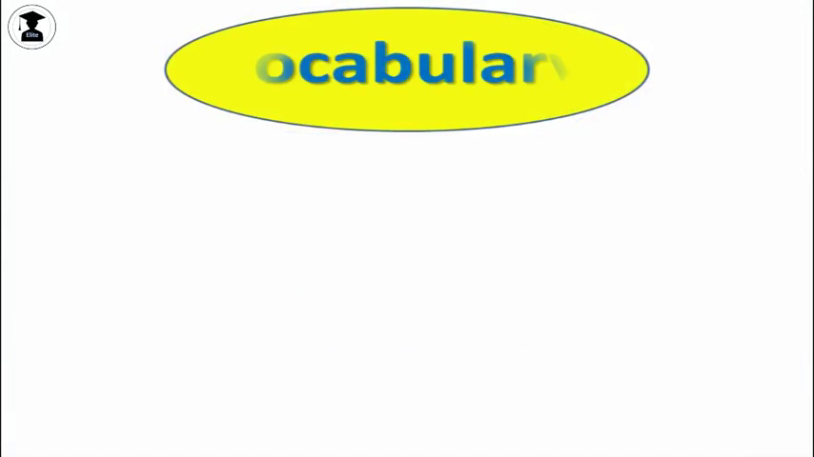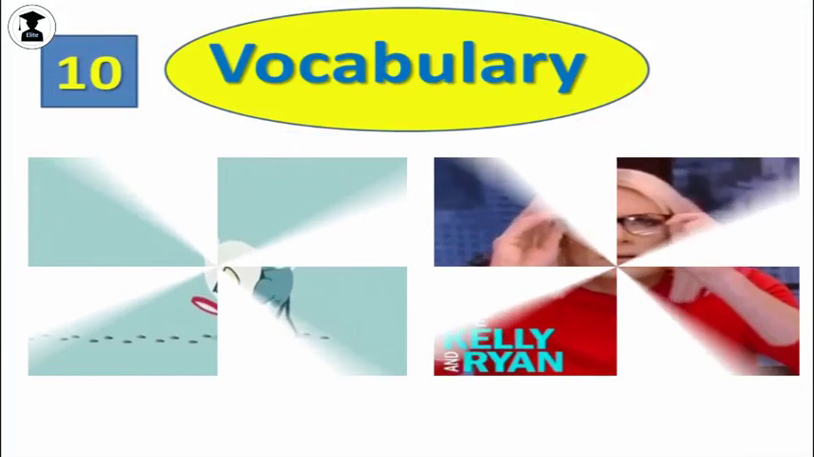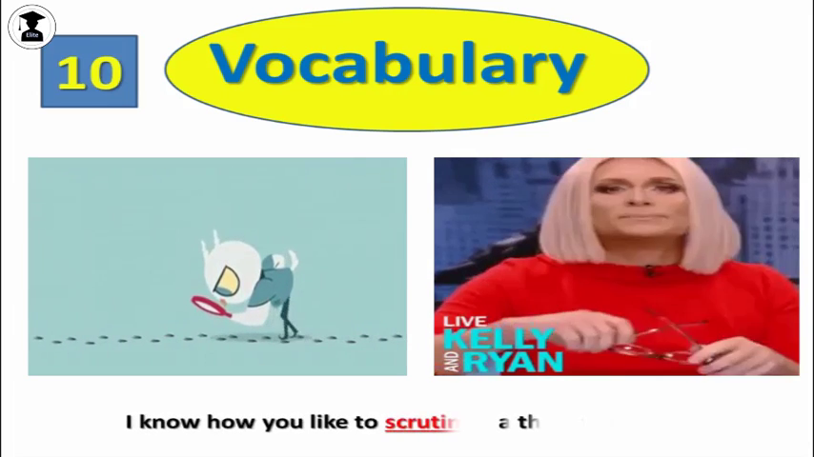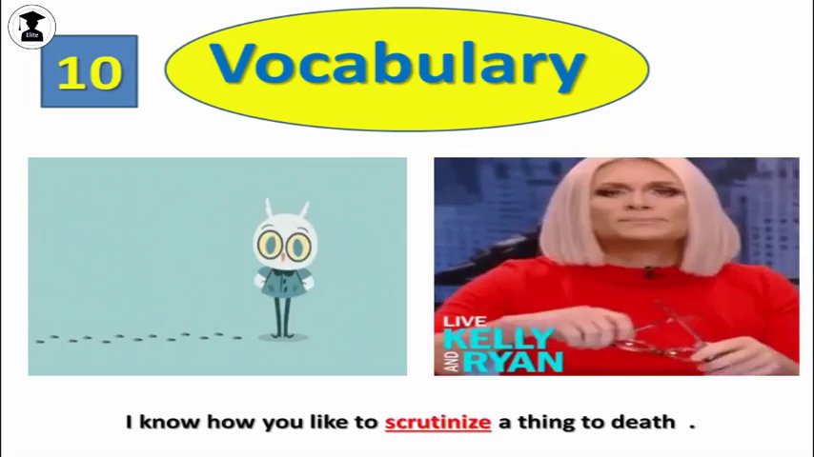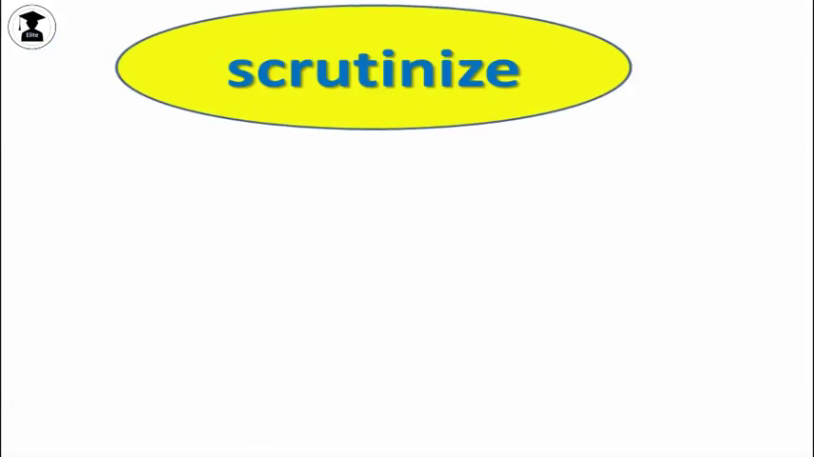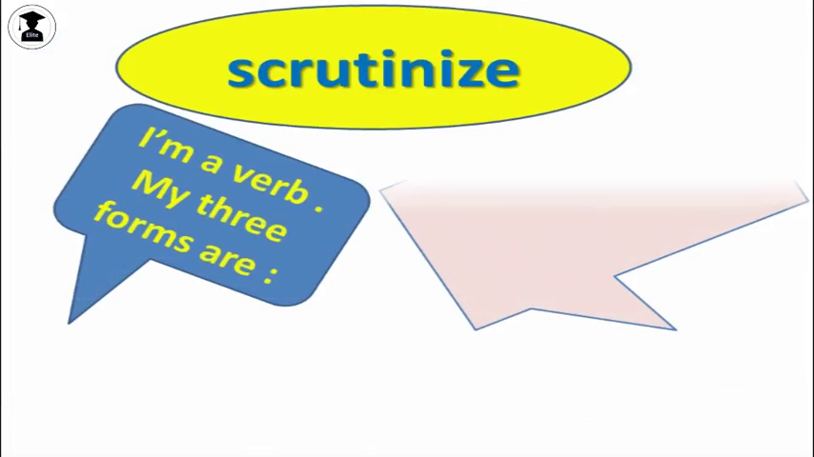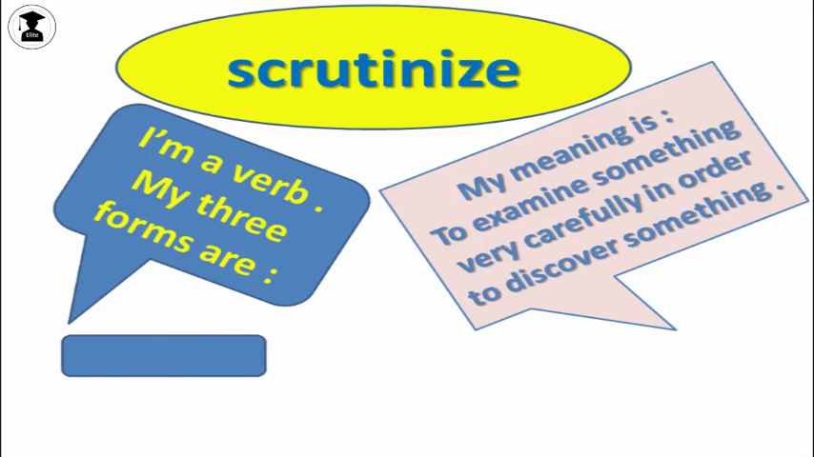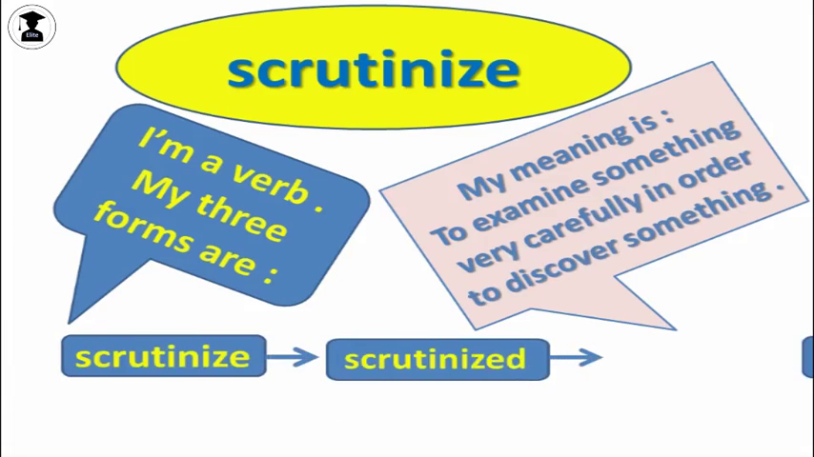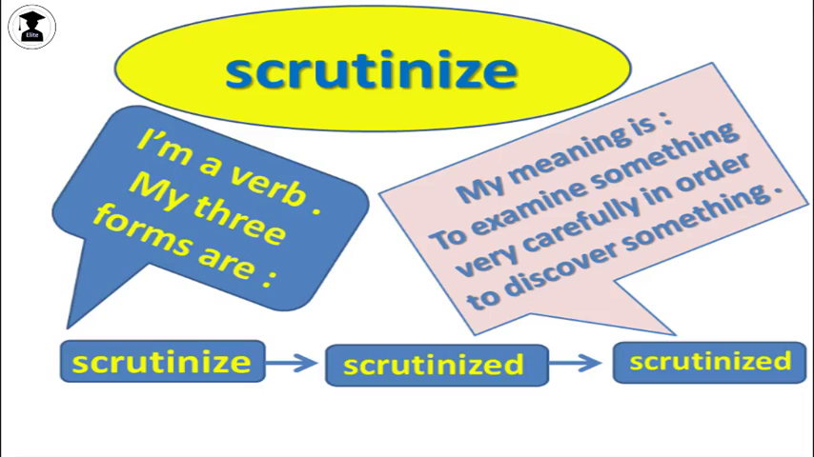Today's final word is called scrutinize. Scrutinize. Look at the photos and try to guess. Our example sentence says, I know how you like to scrutinize a thing to death. Scrutinize is a verb. Scrutinize, scrutinized, scrutinized. The meaning of the verb scrutinize is to examine something very carefully in order to discover something.